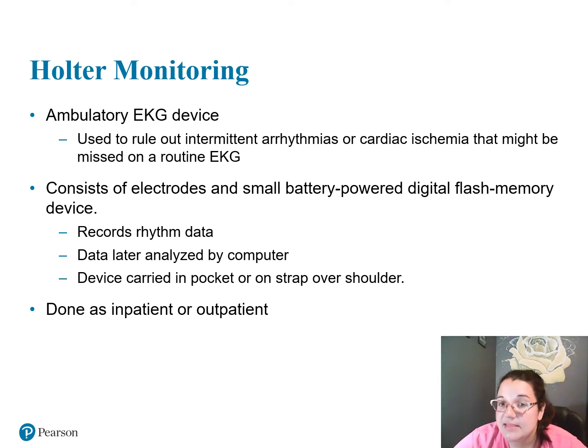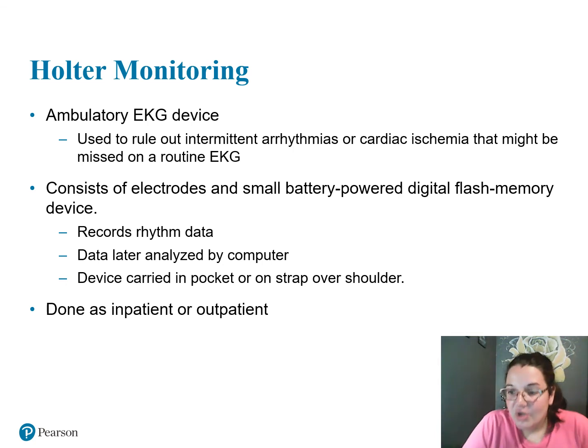And one type is our ambulatory EKG device. And I always think ambulatory, my first thought is what? The ambulance, right? But really, when you hear ambulatory, you need to think of movement, right? You're able to move freely. You're not stuck to a ventilator, right? So, ambulatory EKG device. It is used to rule out intermittent arrhythmias. Again, arrhythmias is abnormal. Or cardiac ischemia, which is the first sign of a heart attack, right? The 3 I's: ischemia, injury, and infarction. That might be missed on a routine EKG.